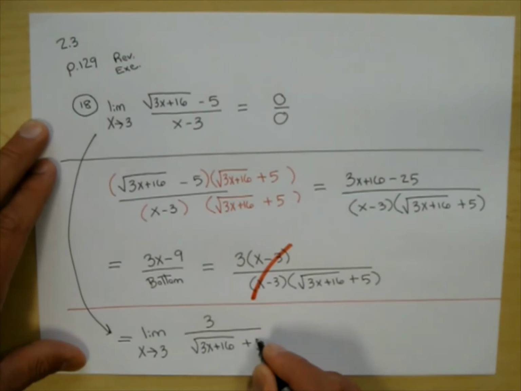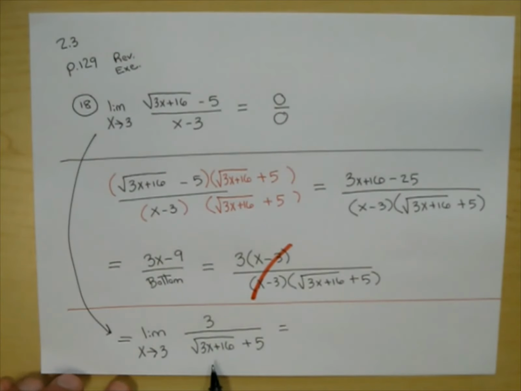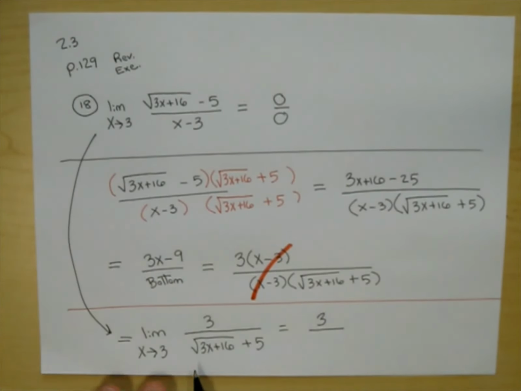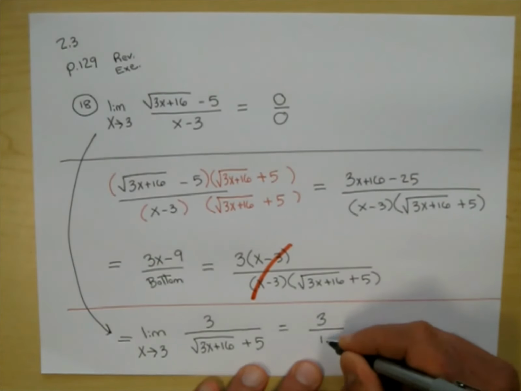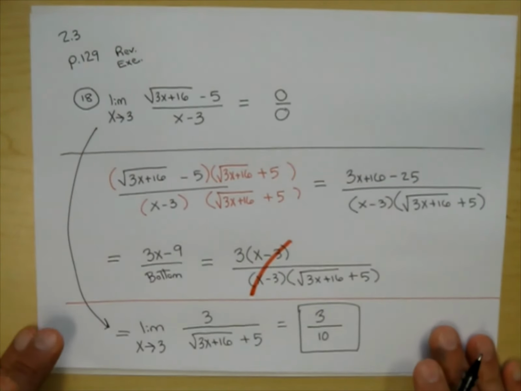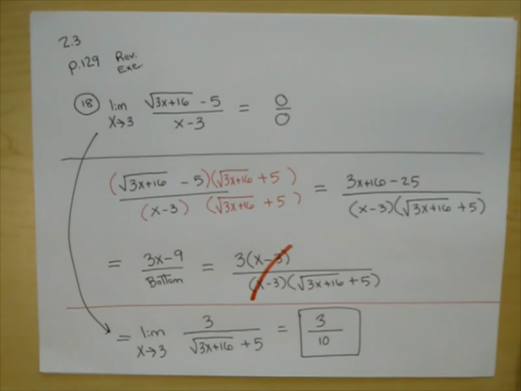Great. Okay, so now I'm going to go ahead and put 3 into this and see if we can get some sort of limit. So I have 3 on the top, and on the bottom I have 3 times 3 is 9. 9 plus 16 is 25. Square root of 25 is 5. 5 plus 5 is 10. So I did a lot of the arithmetic, I just talked it out. That is how you do problem number 18.